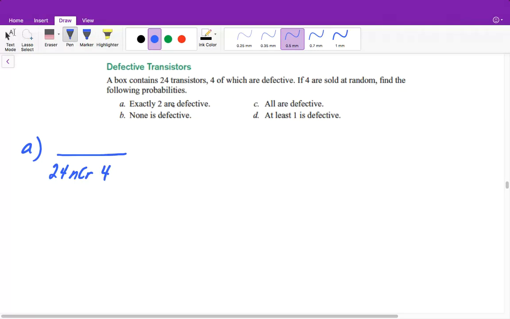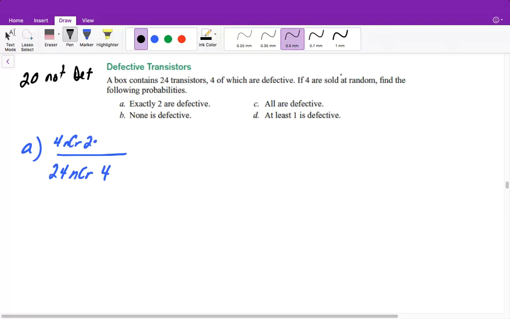We're trying to pick that exactly 2 are defective. So there's 4 total defective. We're picking 2 of them. Doesn't matter the order, so it's 4 nCr 2. And then we will multiply it. If there's 4 defective, that means there's 20 total that are not defective.